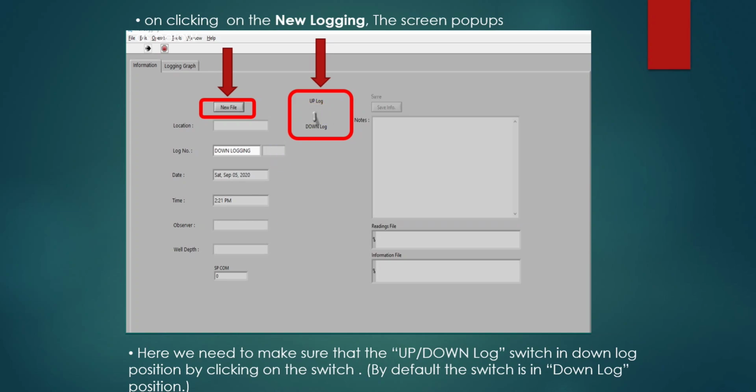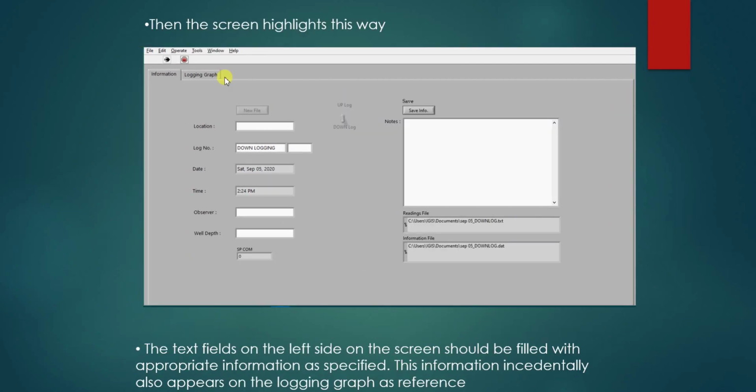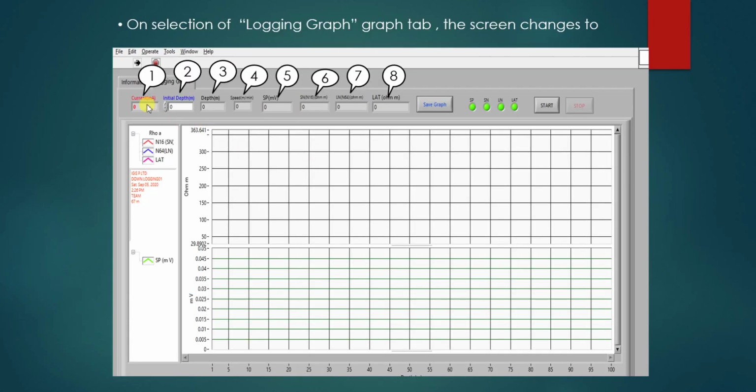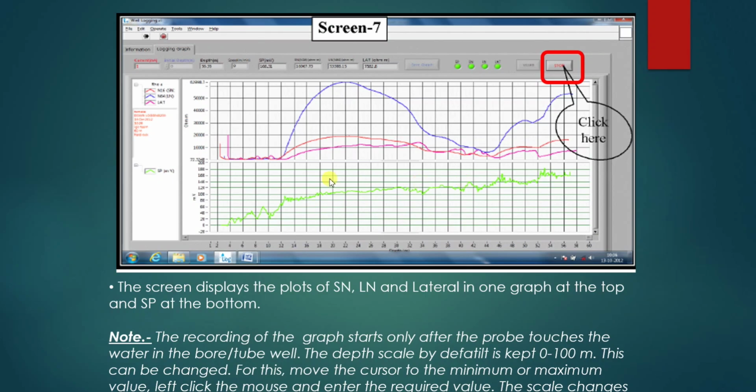Mostly we will be doing the down log, which is the default. You can check whether you are doing the up log or the down log, and then you give the name and click OK. Once this is started, you can see the readings in these columns. So you have the current here, initial depth, depth, speed, SP value, short normal, long normal, lateral. Once the logging has started by clicking here, you will see the current that is coming, the SP, the depth, and the short normal, long normal readings and the graphs.